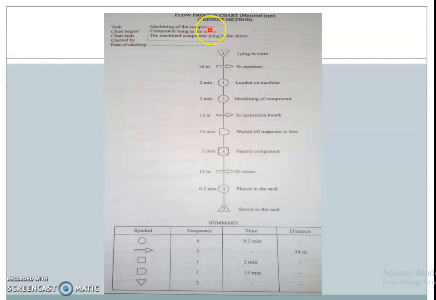The task is machining of the component. It begins with the component lying in the stores. The chart ends with the machined component lying in the stores, that is the finished product. Charted by, date of charting, everything is mentioned here. Various activities are mentioned on the right hand side of the symbols. The respective time is mentioned on the left hand side. The various notations are used and they are numbered. For the combined operation or activity, these two are merged, where the summary is written: symbols, frequencies, time and distance. So this is the example of a flow process chart.